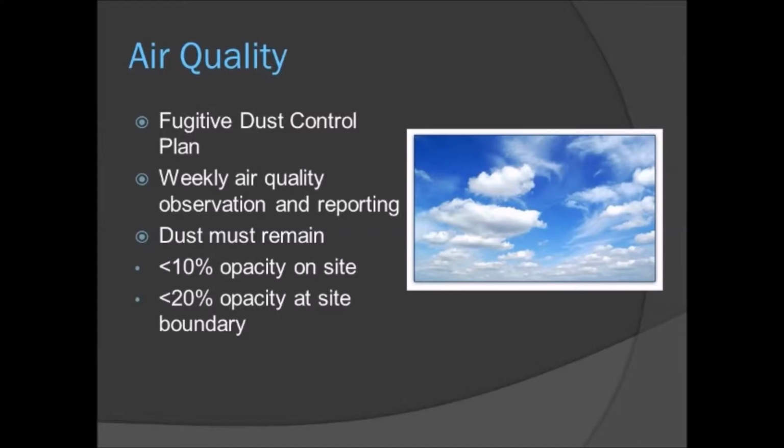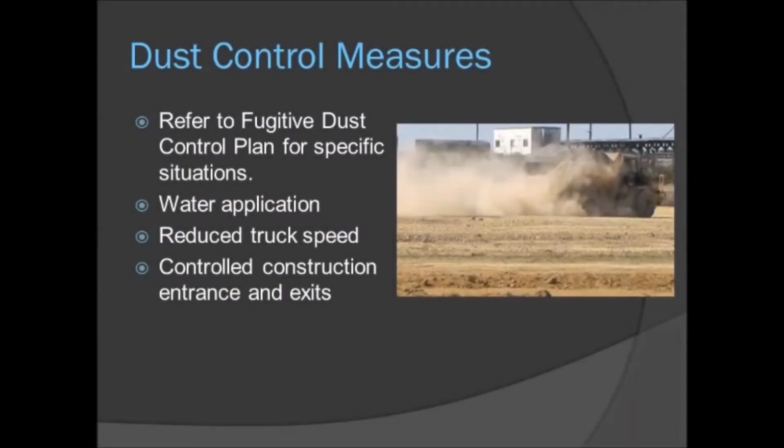Air quality is another issue as described earlier. Air quality is monitored by performing opacity observations. Opacity is measured by a trained professional to determine the amount of dust or particulate matter in the air. There must be a 10% opacity on site and a 20% opacity at the site boundary. Air quality is mostly controlled by the Fugitive Dust Control Plan for the project, which provides guidelines to be followed to control dust. Dust control measures that will be utilized on this project are water application and reduced vehicle and equipment speeds.